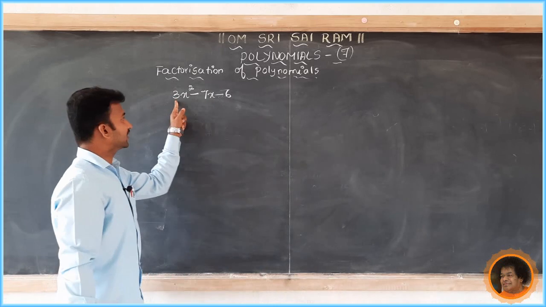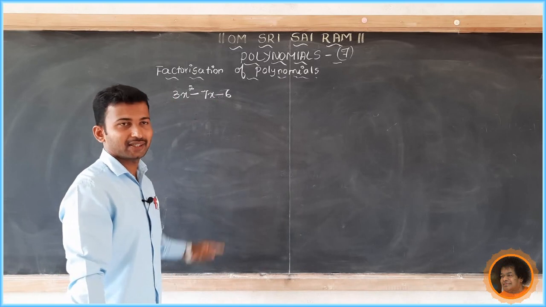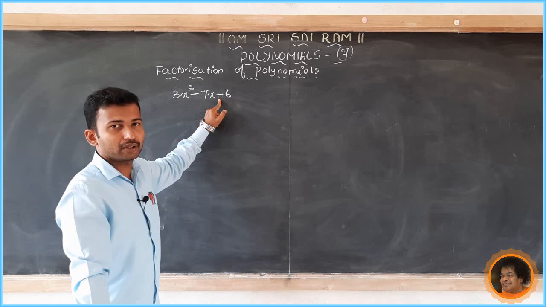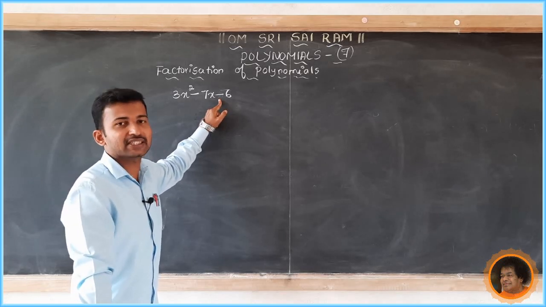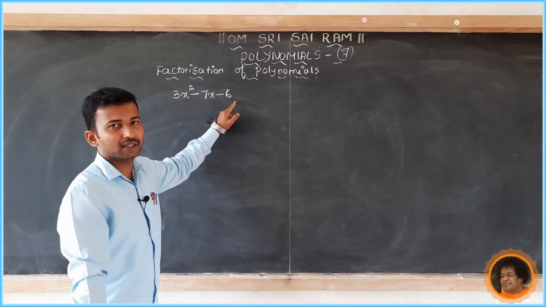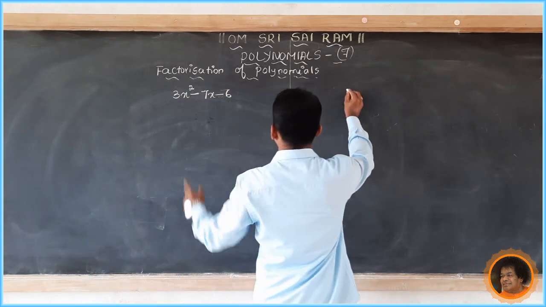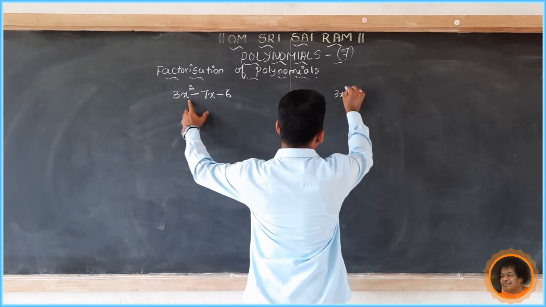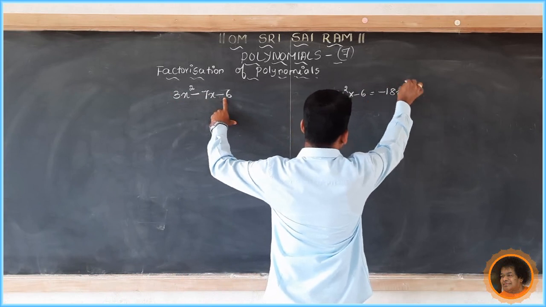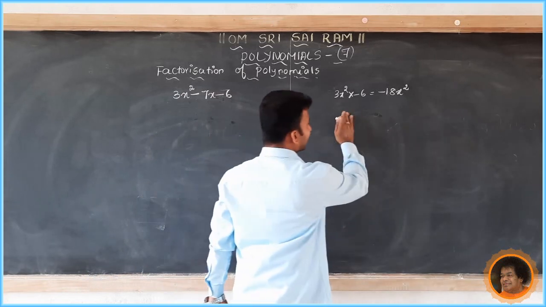Next, 3x square minus 7x minus 6. Different because there are two terms with negative, a special problem. So the steps are same. What is the first step? Find the product of first and last, which means ax square and c. What is the product? 3x square into minus 6 is equal to minus 18x square. The product is minus 18x square.